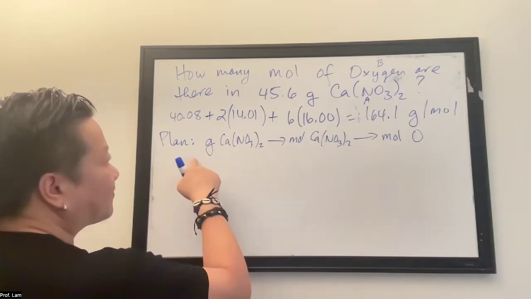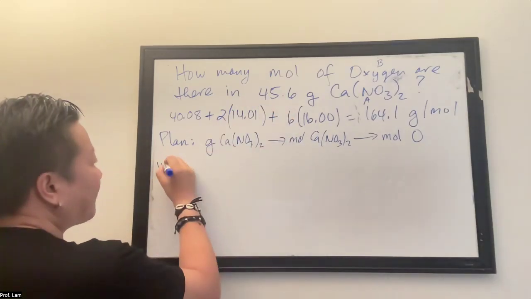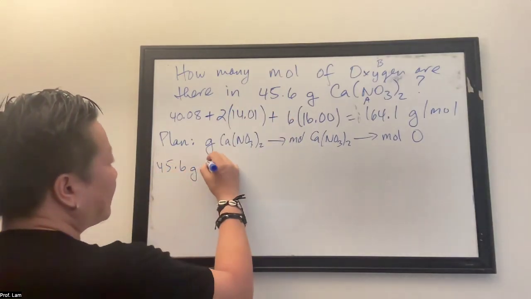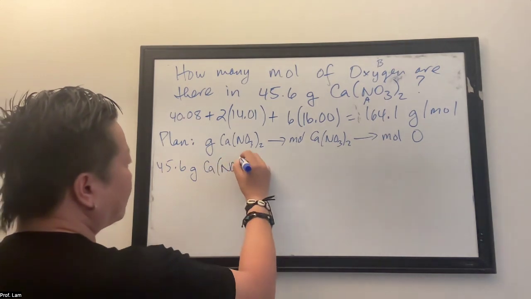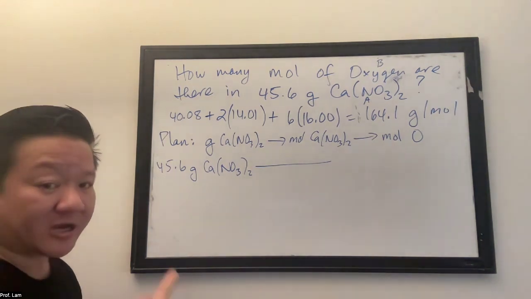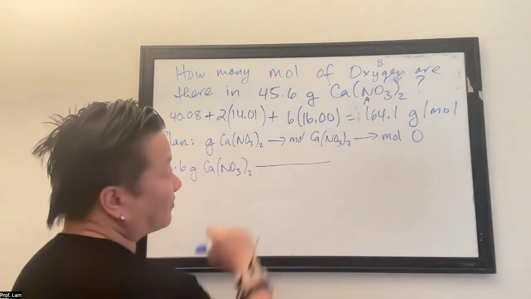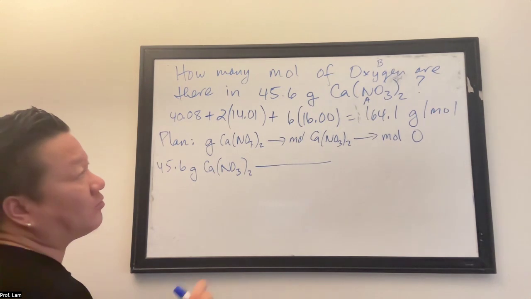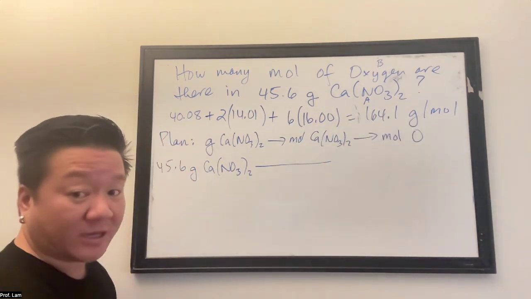Now we just execute. We start with 45.6 grams of Ca(NO3)2. And then we're going to convert. Remember, desired unit on top. We need to get to moles of calcium nitrate. So when we look at our molar mass, the mole has to be on top.